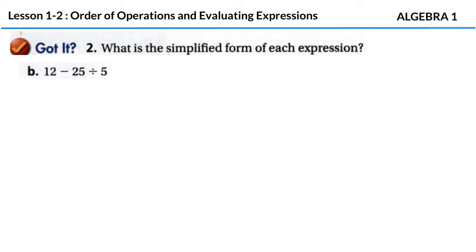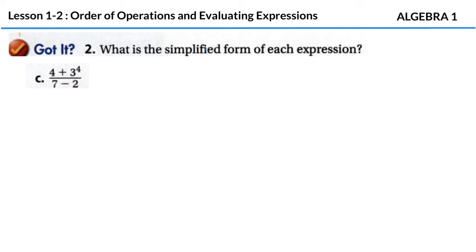Okay, try this. 12 minus 25 divided by 5. Which one will you perform first? By now, you must be knowing, so you will perform the division first. 25 divided by 5, and that's going to be 5. And the rest is going to remain the same. 12 minus 5 is 7. So that is our answer. This is pretty simple.